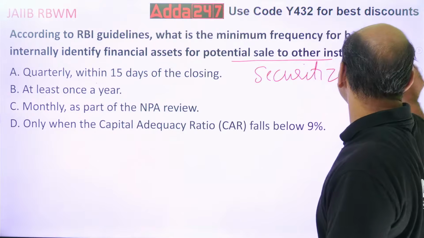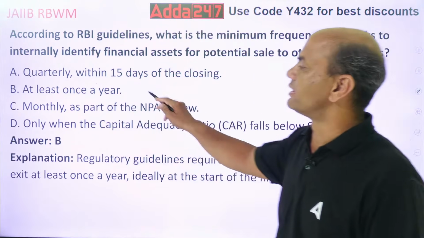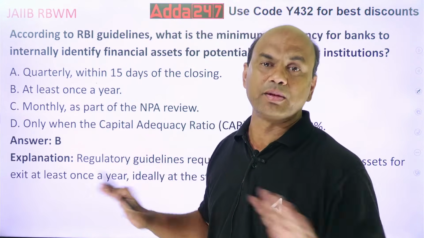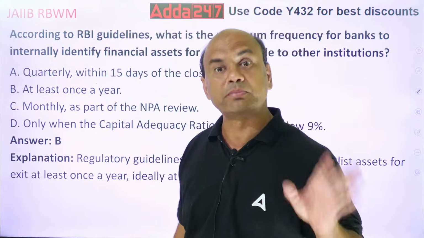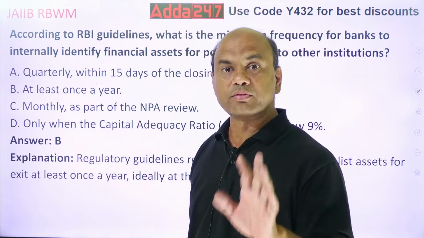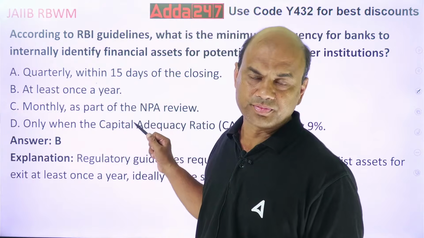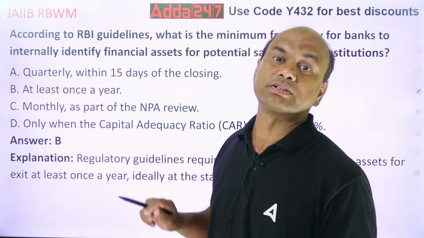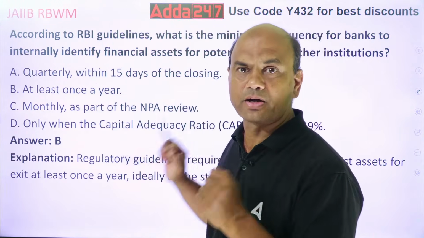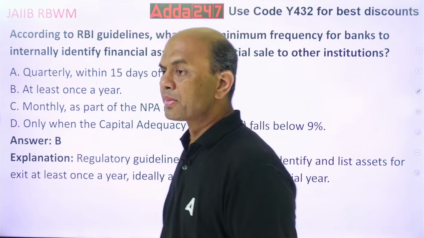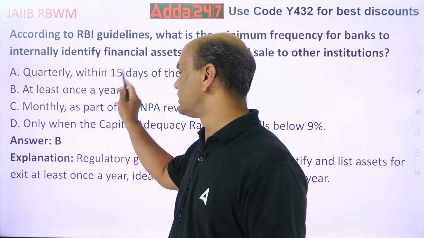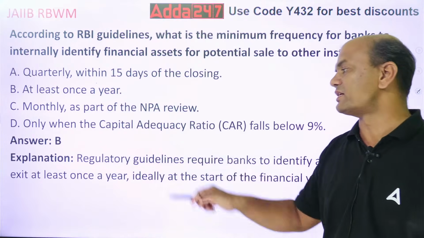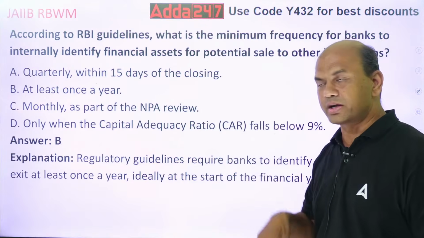It is at least once in a year. Kindly see, you will not find this question anywhere in any book other than your Macmillan book. None of the books have covered this question. But I'll guarantee you, you will see it in the exam. Why? Because this is a part of your Macmillan book. So the answer is B, once in a year. Regulatory guidelines require banks to identify and list assets for exit at least once a year. Got it, everyone?